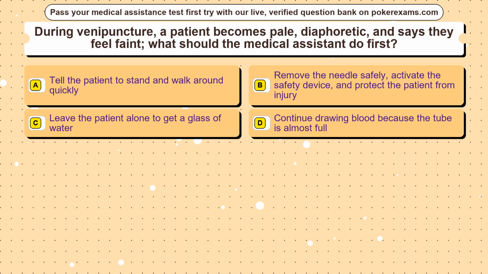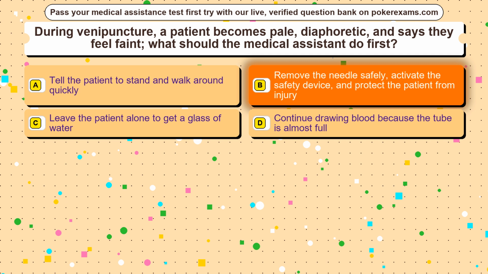Option C, leave the patient alone to get a glass of water. Option D, continue drawing blood because the tube is almost full. The correct answer is option B, remove the needle safely, activate the safety device, and protect the patient from injury.